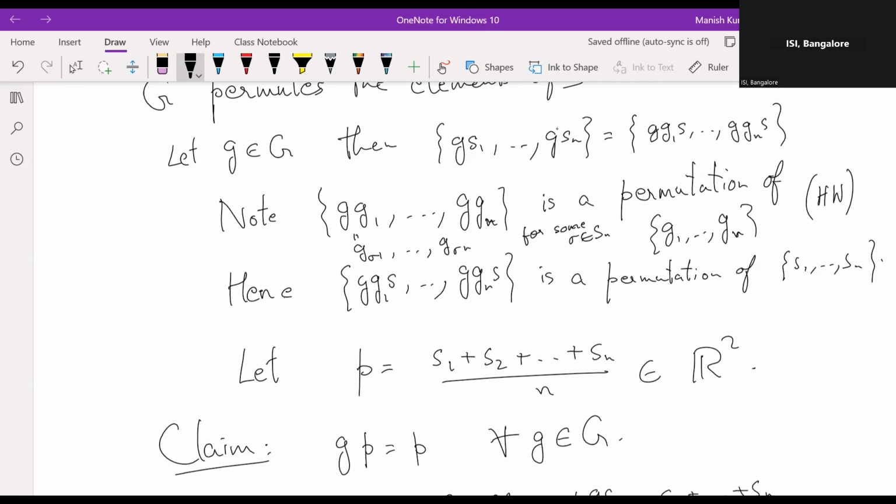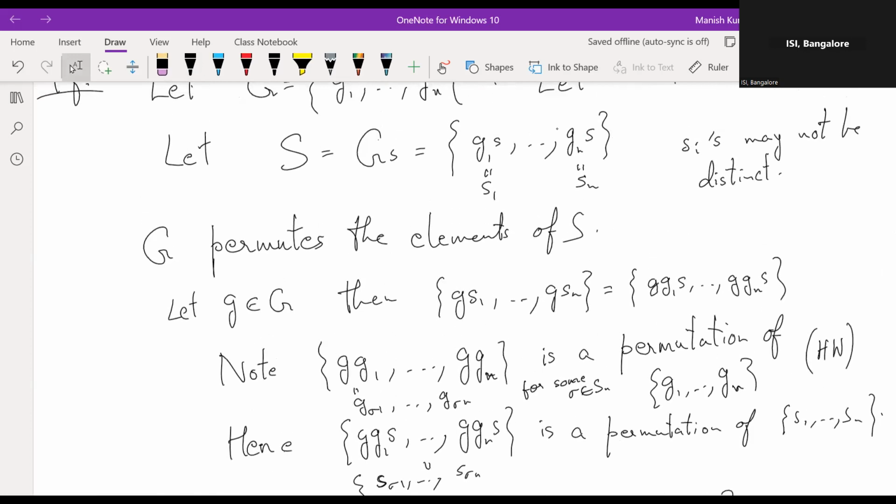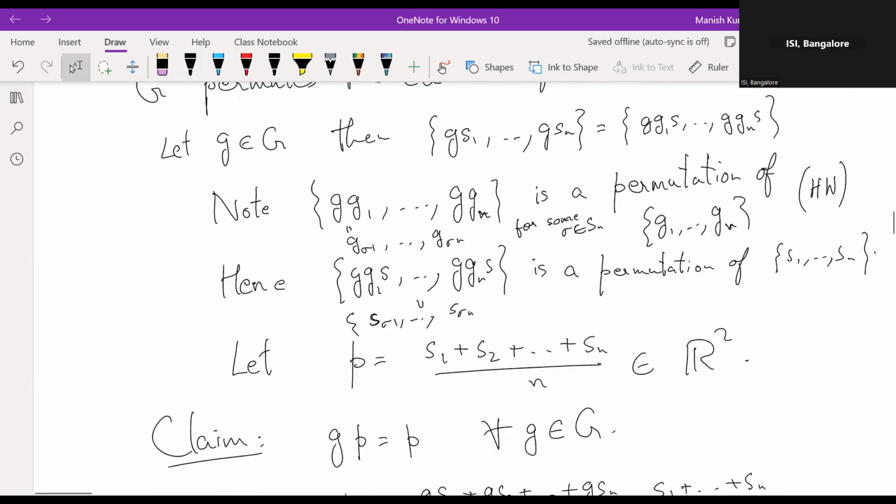Right, and then this set is precisely S sigma 1 to S sigma n, because G sigma 1, what will it do? It will send S to S sigma 1, by definition. The definition of S sub GI is precisely S sub I. So hence this is a permutation of S1 to Sn.